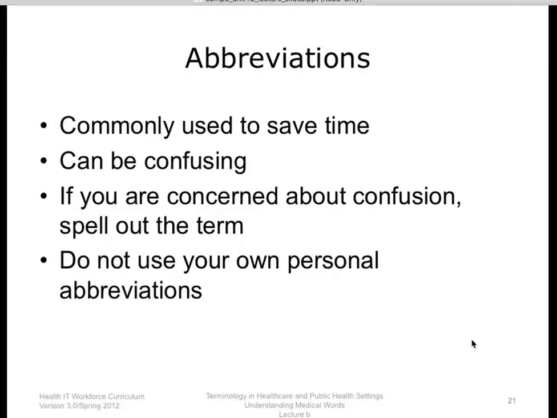Now you're also going to see a lot of abbreviations because they're commonly used to save time, but they also can be confusing. So if it's getting confusing, the best thing to do is spell the term out. Don't use your own personal abbreviations because they have very specific phrases and purposes, right? One of the things I opened this whole series on was that medical language is very precise. So if you're not sure about an abbreviation, don't use it. If you see an abbreviation that you don't understand, try to figure out how to convert it into the full word and use that full word.